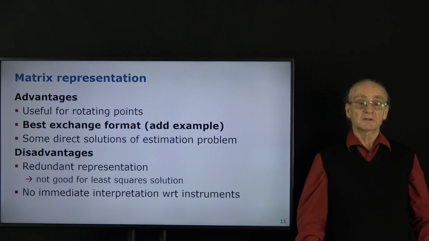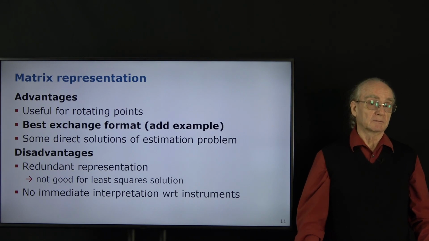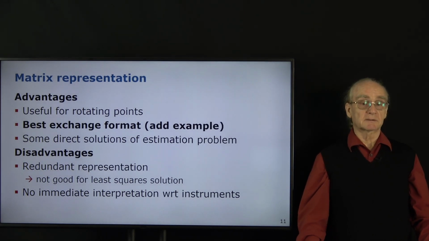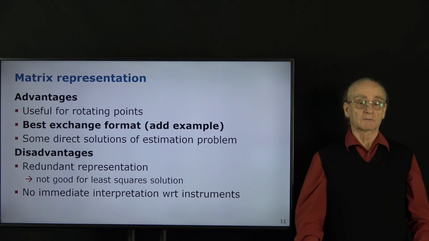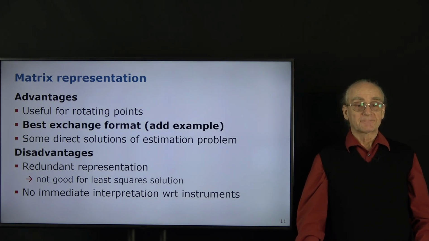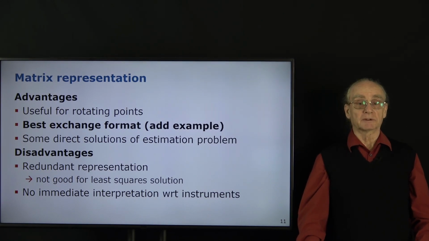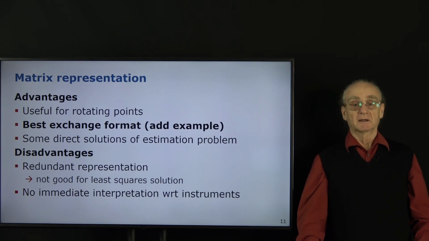So what properties does this matrix representation have? It has some advantages. It's of course directly useful for rotating points, because we just have to multiply the point with the rotation matrix to get the rotated point. The second is it's the best exchange format. So if you send somebody a rotation, please send them the rotation matrix, but add an example. Why?